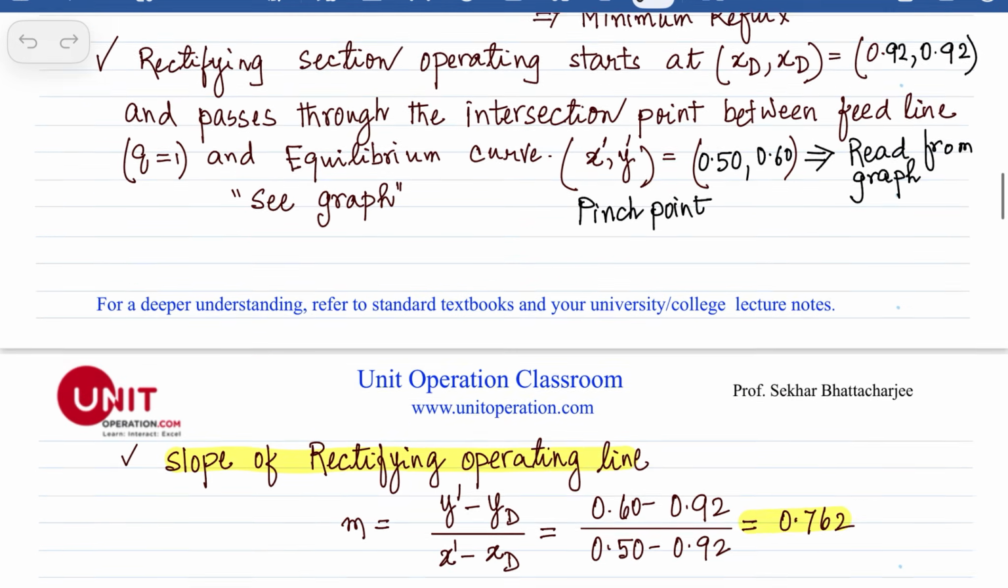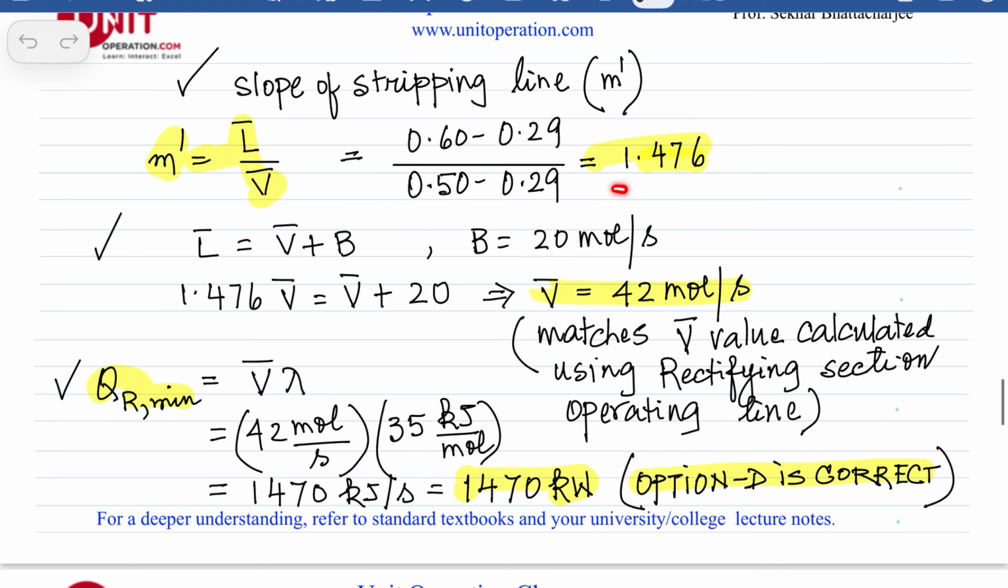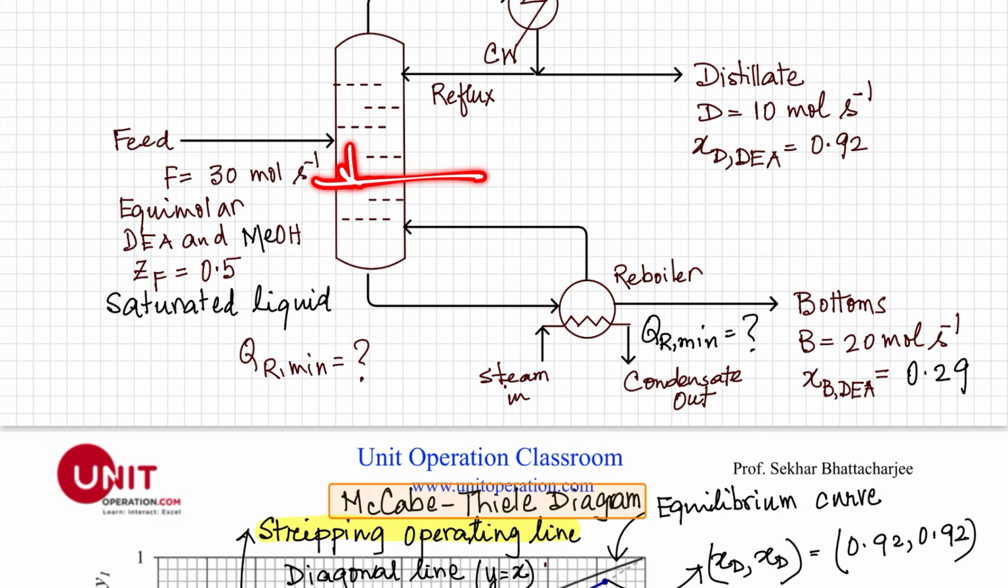Let's look at it here. This is the point xB, 0.29, 0.29, and this is my pinch point, which is 0.50, 0.60. So we can use this data to find the value of V bar. You see, this is the value of the slope of the stripping section operating line. Now, of course, L bar is equal to V bar plus B. This is L bar, and this is V bar.